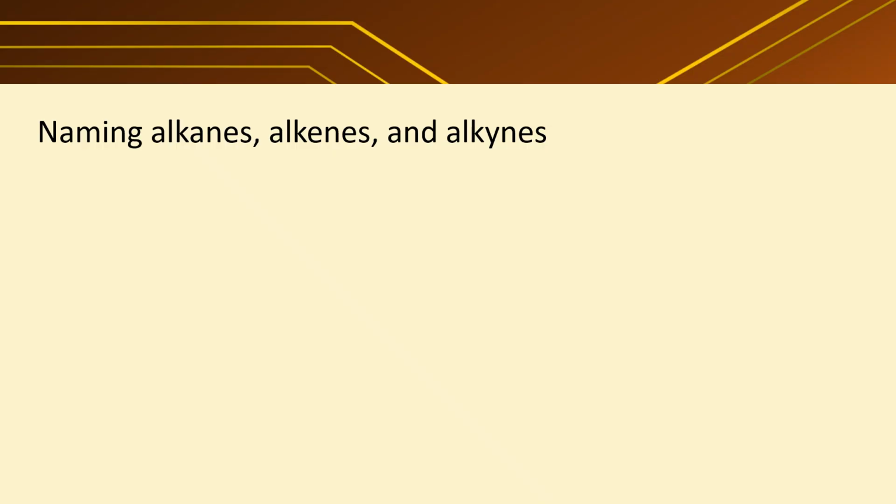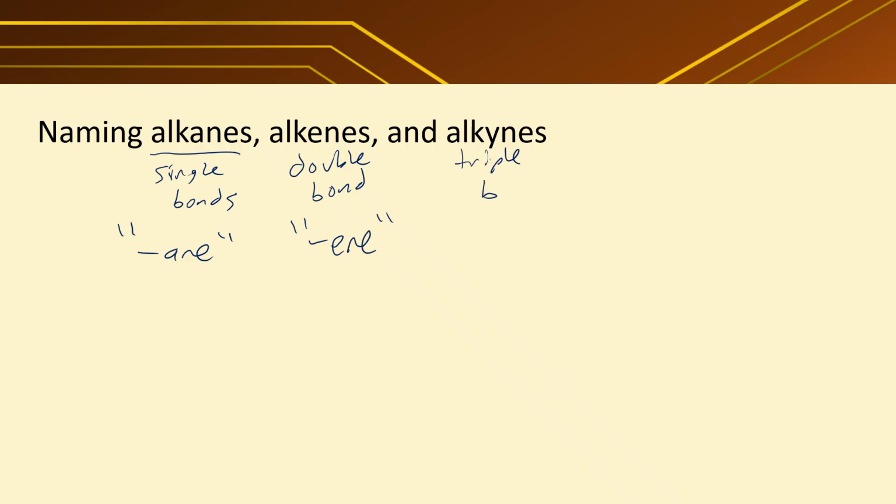So how can we actually name these alkanes, alkenes, and alkynes? Now remember, alkanes have only single bonds. So if you have an alkane that only has single bonds, the name ends in ane. Alkenes have at least 1 double bond, and their names end in ene. And alkynes have at least 1 triple bond, and their names end in yne. So let me give you an example.